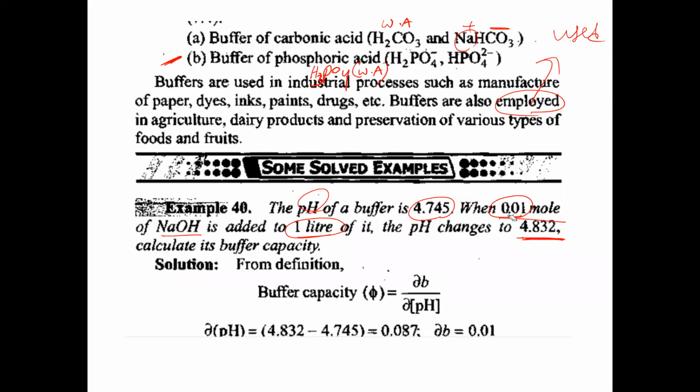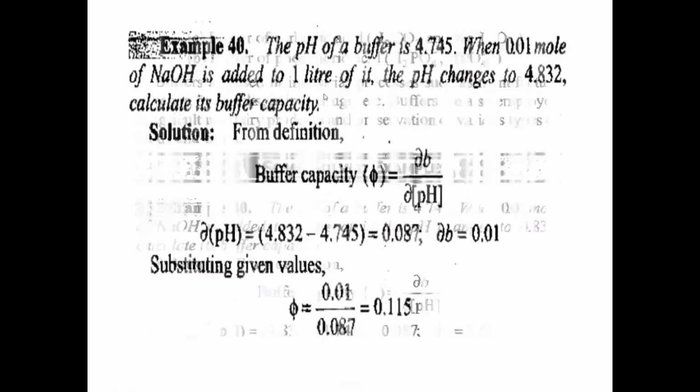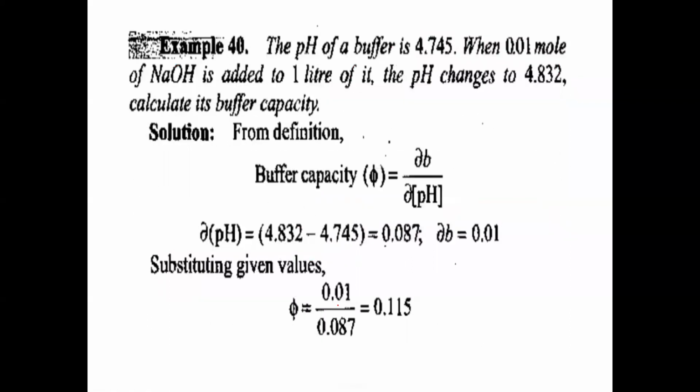Now dB, how much here? 0.01. And change in pH value, how much? 0.087. Then how to get now here? We substitute here 0.01 moles of base per 1 liter, by change in pH value, how much here? Change in pH value 0.087. That is buffer capacity is equal to 0.115. No units here. So it is buffer capacity. It is buffer capacity of what? Given buffer.